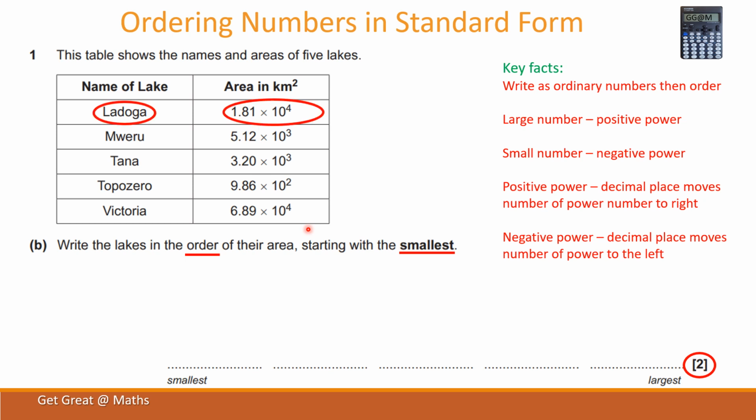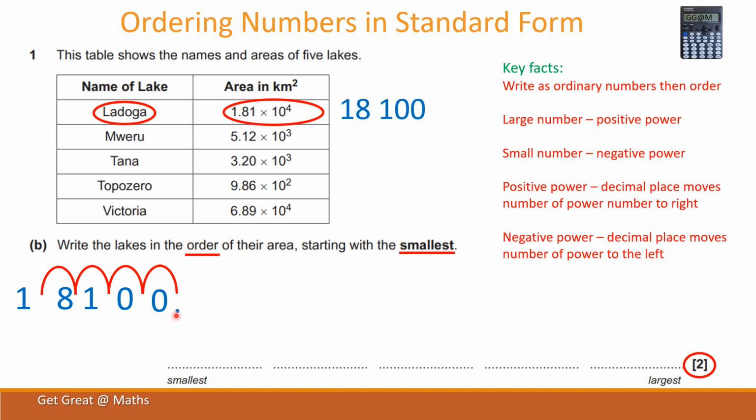So first of all, we're going to look at the top lake. This is 1.81 times 10 to the 4. So I'm going to write down the digits 1.81. Now this 4 up here means that the decimal point has got to move 4 places to the right. So I'm going to move it 1, 2, 3, 4 to the right, and in the gaps, I'm going to put zeros. The decimal point is moving from between the 1 and the 8, going 1, 2, 3, 4 places to the right. So the new decimal point comes at the end of the number. So my number is 18,100. That is my first number.